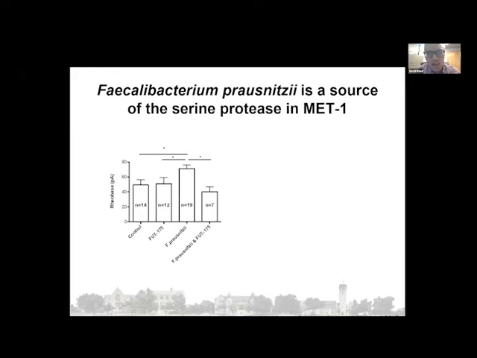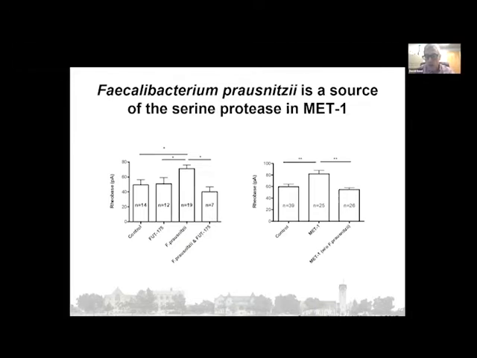Well, we can go back to the MET1 story, and what Jessica did here is she looked at specific bacteria. When she took the supernatant from the bacteria Faecalibacterium prausnitzii, it had a similar effect on the DRG neurons, increasing the rheobase or lowering the excitability, which again was blocked by the serine protease inhibitor FUT175. She then looked at MET1, both with Faecalibacterium prausnitzii as well as without it, and found that when the MET1 did not have Faecalibacterium prausnitzii, the supernatant had no effect on the DRG neuron excitability.